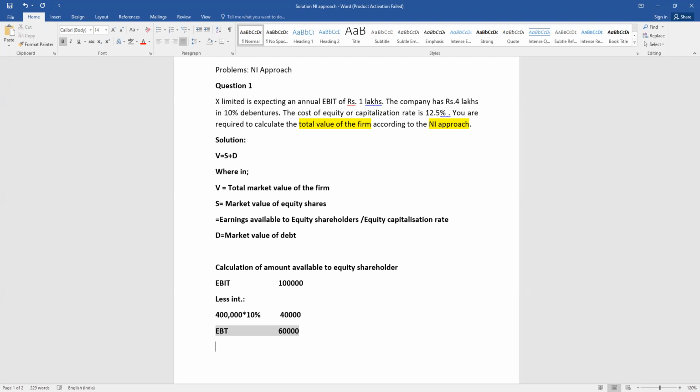From EBT, we need to minus tax. Do we have tax here? No, ma'am. We don't have tax. So we are not going to minus the tax because they have not given us tax here. So EBT minus tax would give you earnings available to your equity shareholders, which is 60,000.